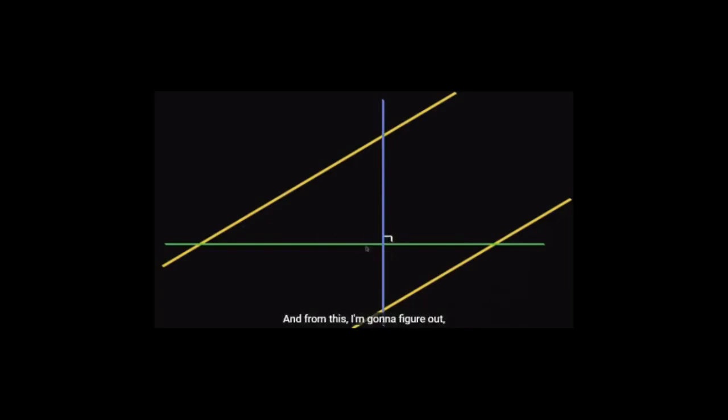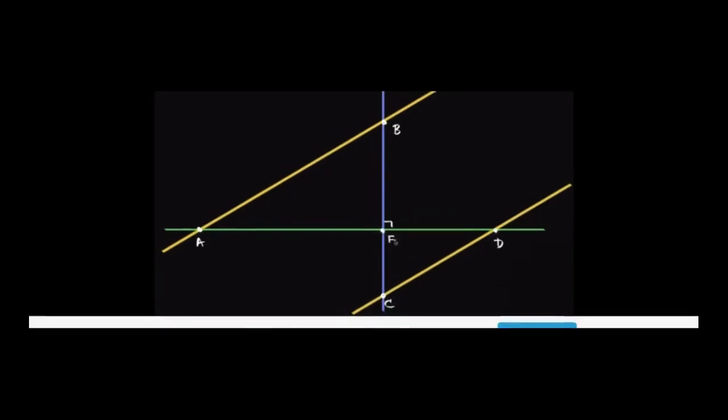And from this, I'm going to use some parallel line angle properties to establish that this triangle and this triangle are similar, and then use that to establish that both of these yellow lines have the same slope. So actually, let me label some points here. So let's call that point A, point B, point C, point D, and point E.